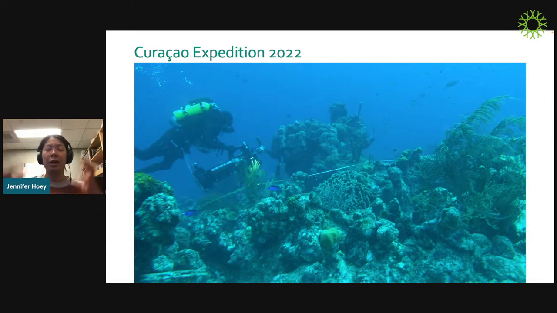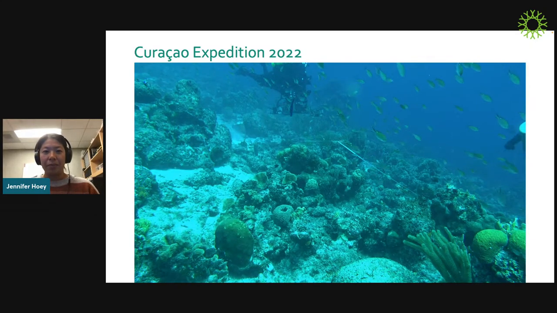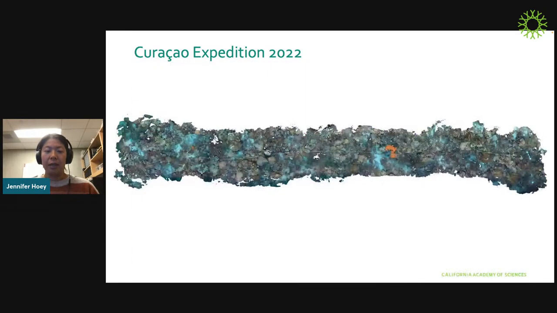And then we'll bring all those photos back here to the Academy. We use computers to stitch all those photos together, and then we end up with something like this. Here you're looking at one of our reconstructed reef plots from the top down. If you look carefully, you can see, for example, the transect along the middle of the plot.